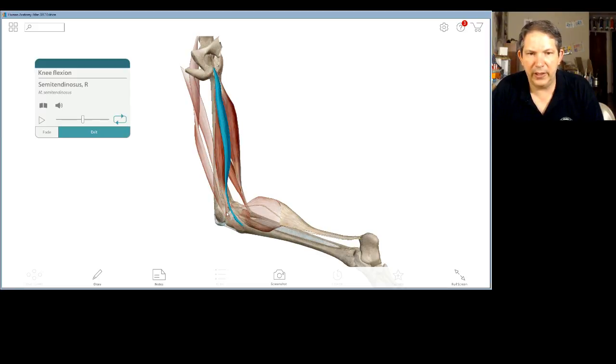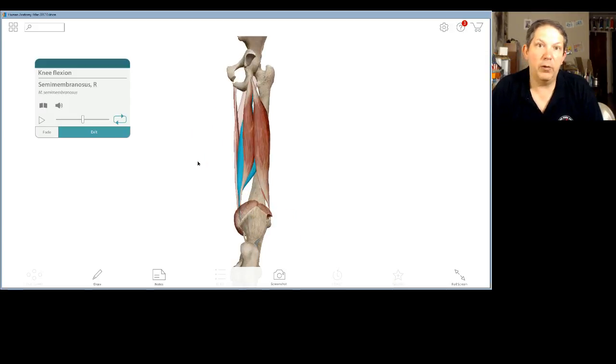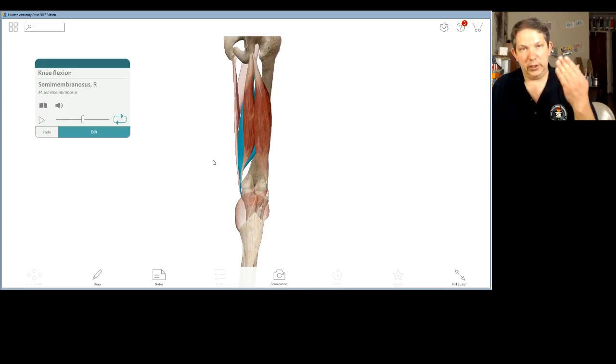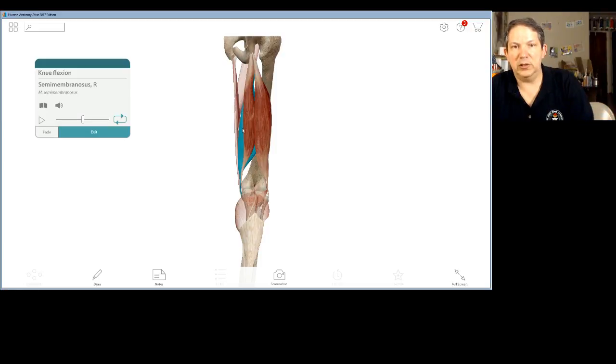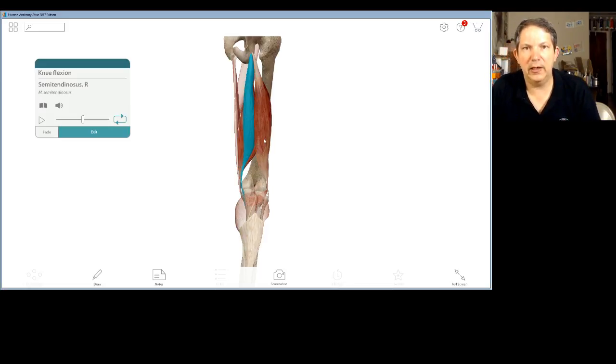So there's the semitendinosus with a long tendon. Semimembranosus, I remember it just when I'm looking at like a cadaver or a muscle model, remember the membranosus is more medial. Membranosus more medial. The tendinosus has the longer tendon.